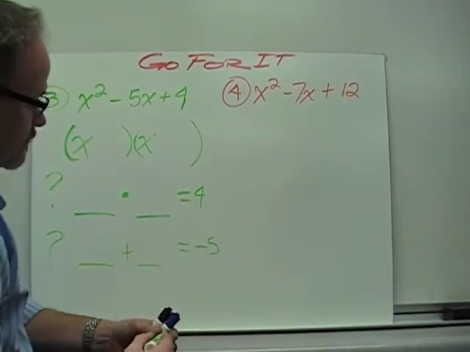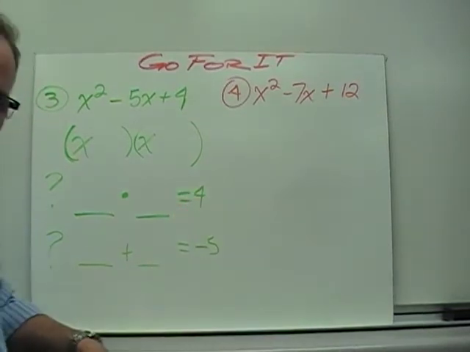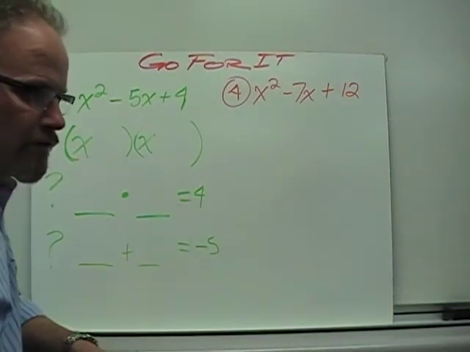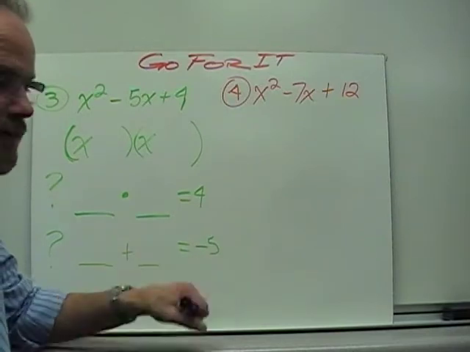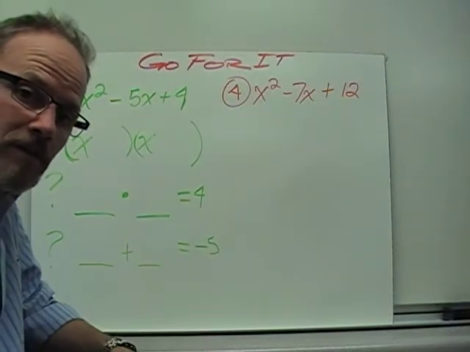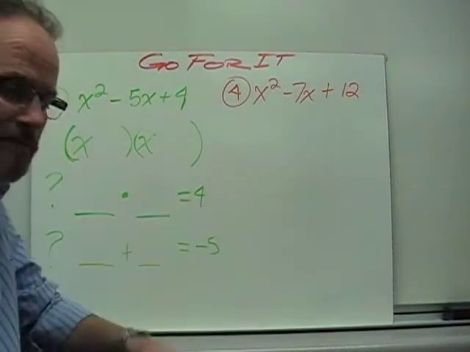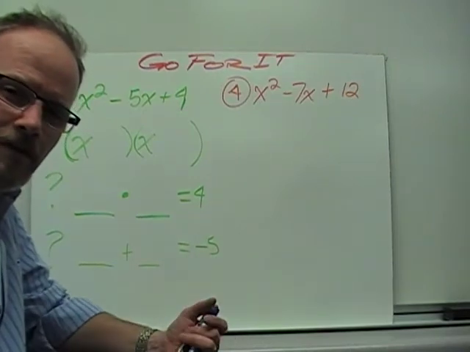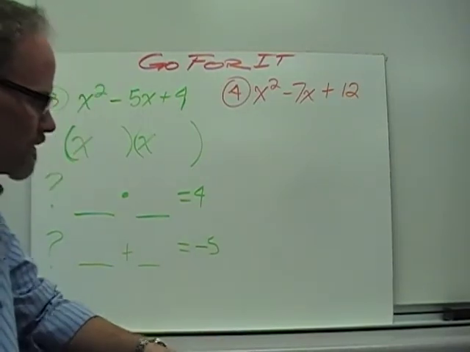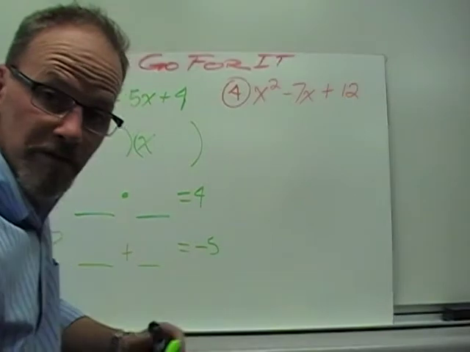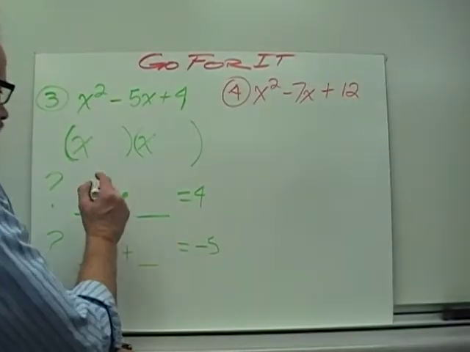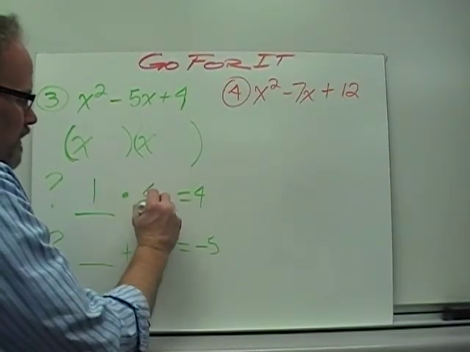Okay, what are some factors of 4? 1 and 4, and I know 1 and 4 can get me to 5 somehow. You know, 1 plus 4 is 5. But 2 times 2 is 4, and 2 plus 2, that's 4. So it's got to be 4 and 1. So let's just put a 1 and a 4 here.